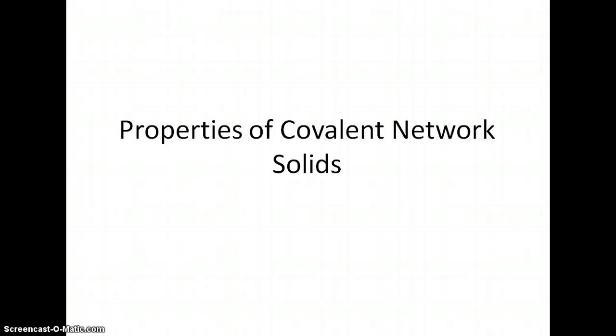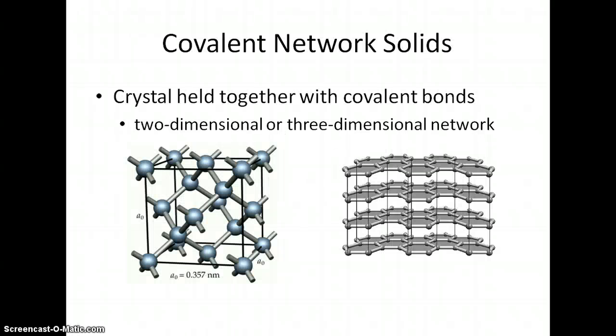All right, so that was just molecular solids, which are the individual molecules. Now let's talk about some covalent network solids, which form a network, which is more of a three-dimensional structure. Sometimes you get two-dimensional structures, as you see with these sheets of graphite over here. And all of these are held together with covalent bonds.